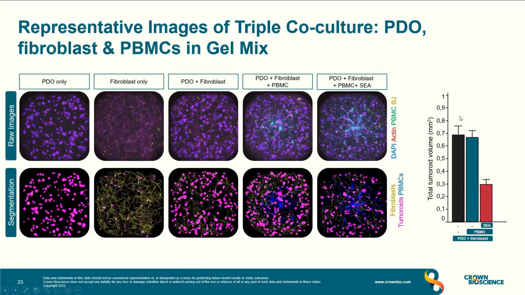And on the right side, you can see a quantification of tumoroid killing in response to SEA. So if you have no PBMCs or SEA, or we add naive PBMCs on top of that, we don't see much killing. But then if you have superantigen present in these cultures, you can see very effective killing in these setups. And then I want to wrap up.